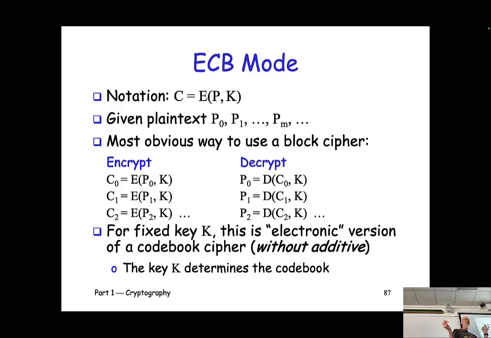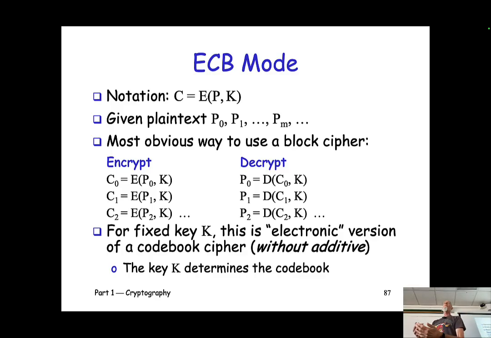Okay, well, the obvious thing to do is just use it like a codebook, right? You take the first block, you encrypt it with the key K, call that C0. You take the next block, P1, encrypt it with the key K, call that C1, and so on and so forth. Alice then sends those to Bob. Bob knows the key, so he uses the same cipher in decrypt mode with the same key. He decrypts the ciphertext C0, gets back P0, and so on and so forth, right?